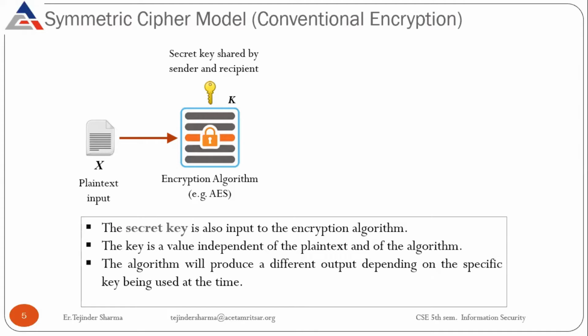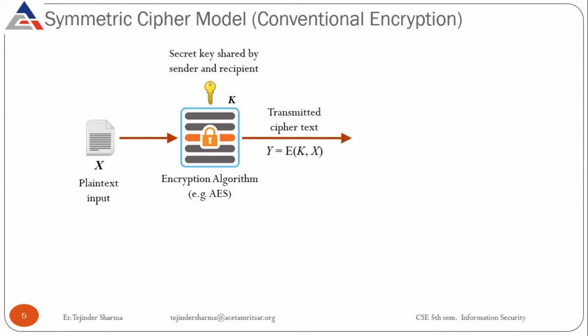So the secret key is also an input. As you can see, the yellow secret key which is there. The secret key is shared by sender and receiver. This is the key which is being shared by sender and receiver both. So the key value is independent of the text which is being fed to the algorithm. The algorithm will produce a different output depending upon the key which is being used at that particular time.